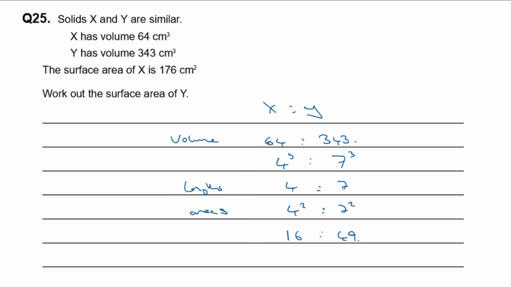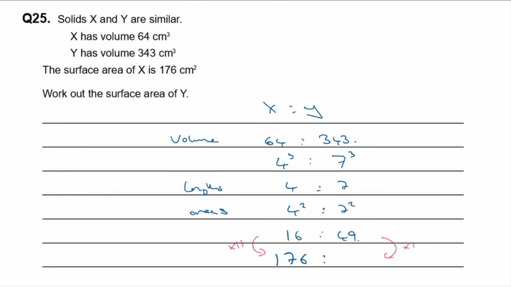Okay, so I know the ratio of their areas is 16 to 49, and I know the surface area of X is 176. So how many times bigger is 176 compared to 16? I think that's 11, isn't it? Because 16 is 160, and I've got another 16 on top. So that's 11 times bigger.